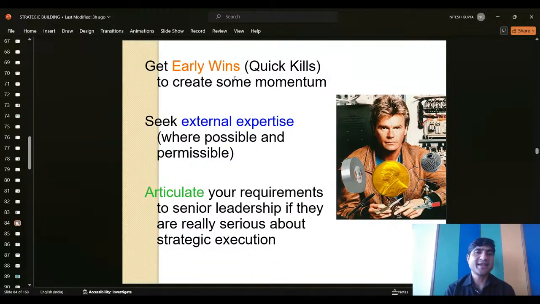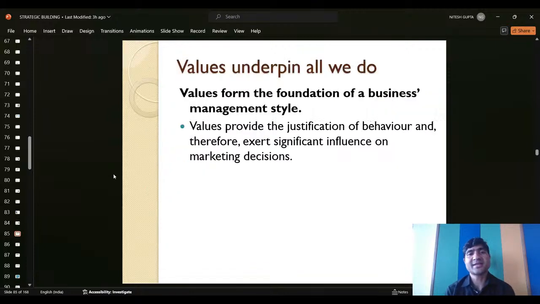So get early wins to create some momentum. Seek external expertise where possible and permissible. Articulate your requirements to senior leadership if they are really serious about strategic execution.